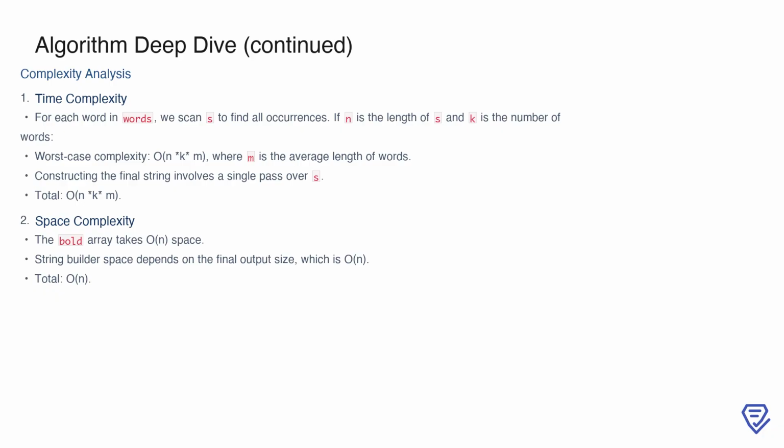* m). For space complexity, the bold array requires O(n) space, and the string builder's space usage depends on the output size, which is also O(n). Therefore, the overall space complexity is O(n), making the algorithm both time and space efficient.